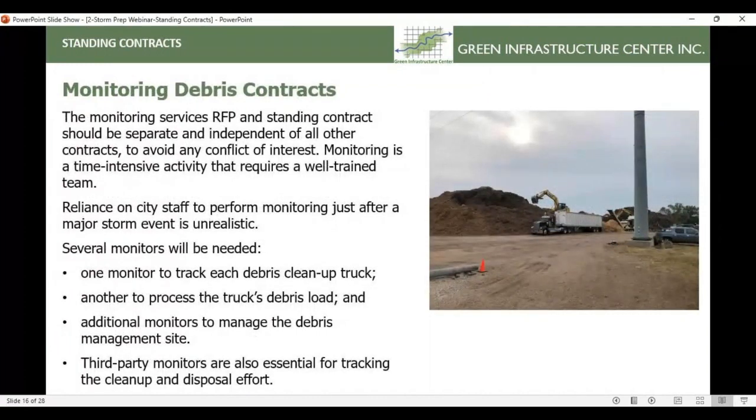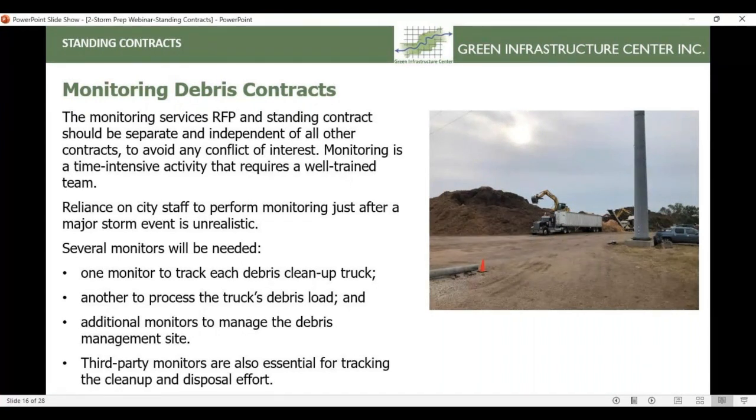For monitoring debris contracts, the monitoring services RFP and standing contracts should be separate and independent of all other contracts to avoid any conflict of interest. Monitoring is a time-intensive activity that requires a well-trained team. So simply relying on city staff to perform monitoring after a major storm event is really unrealistic.